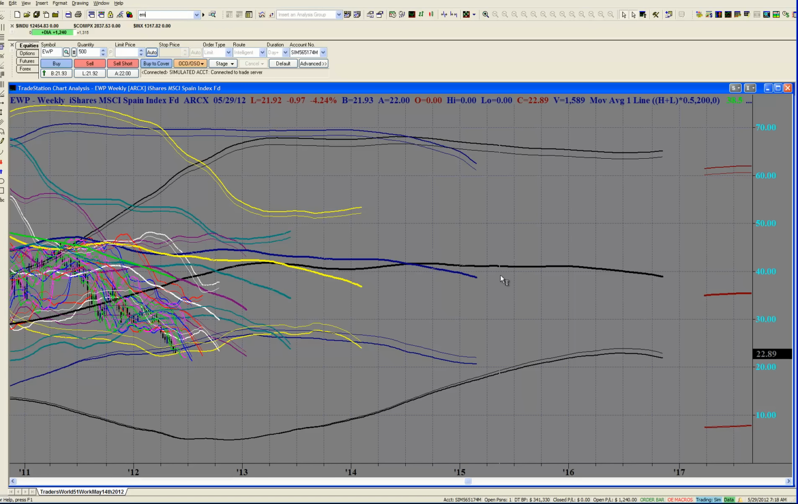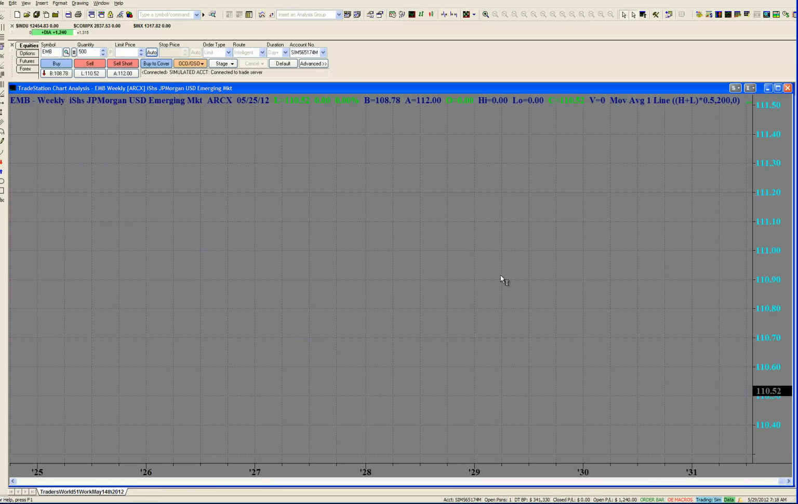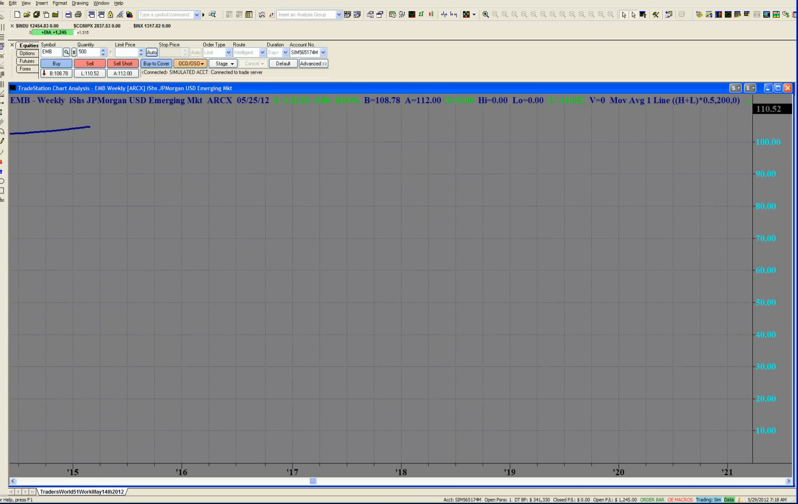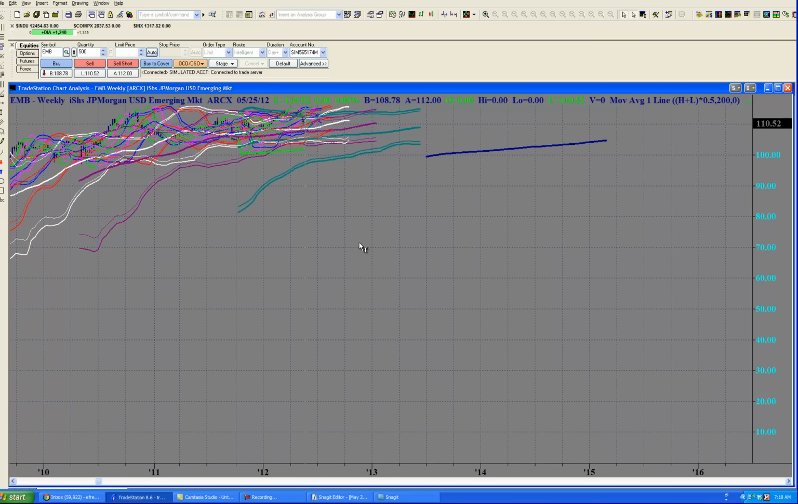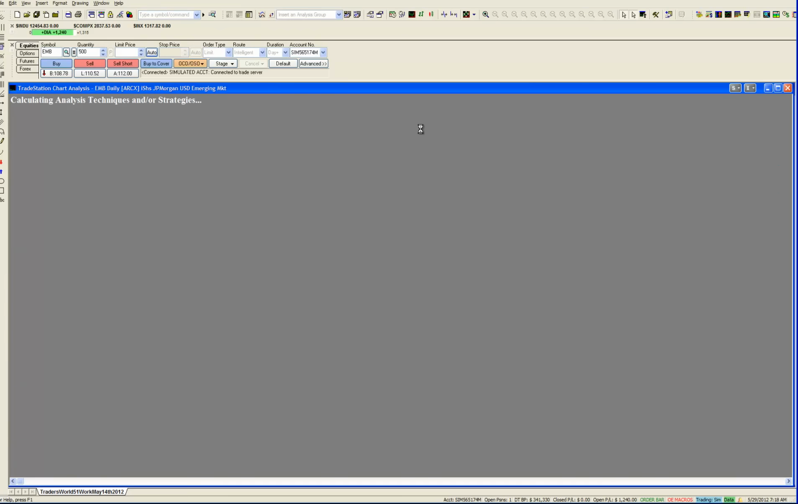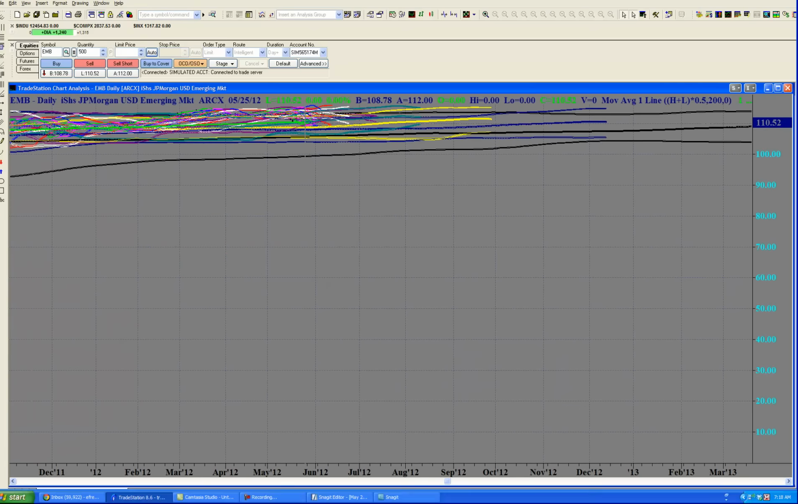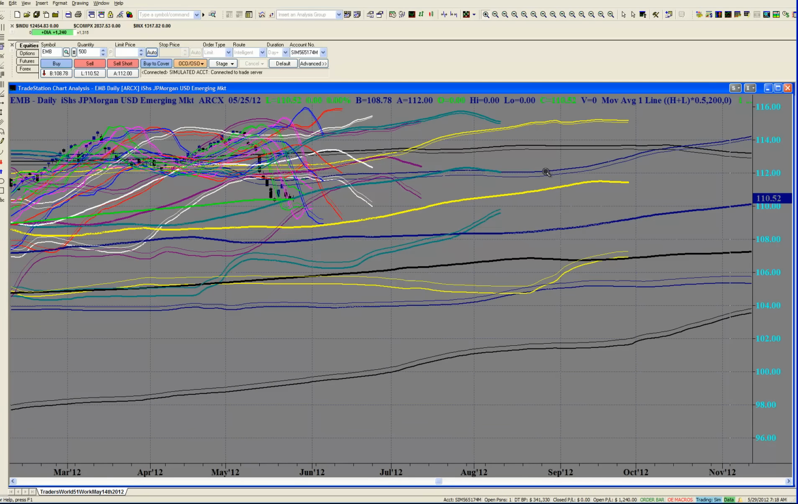The next thing that we should be paying attention to is the EMB, which is the iShares JP Morgan US dollar emerging market debt. Because obviously, if there is a crisis going on in Europe, it should show up in the debt market first. And you could see over here, it does not look good for the debt market. And we have been talking about this in the crash warning that was put out on the 18th.